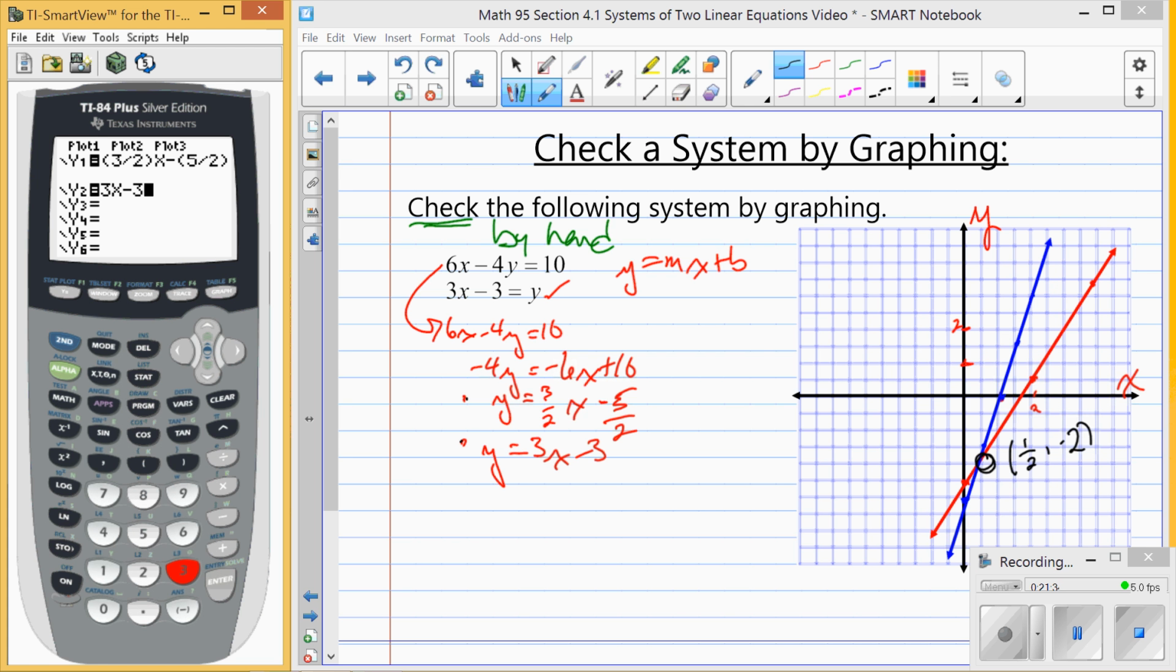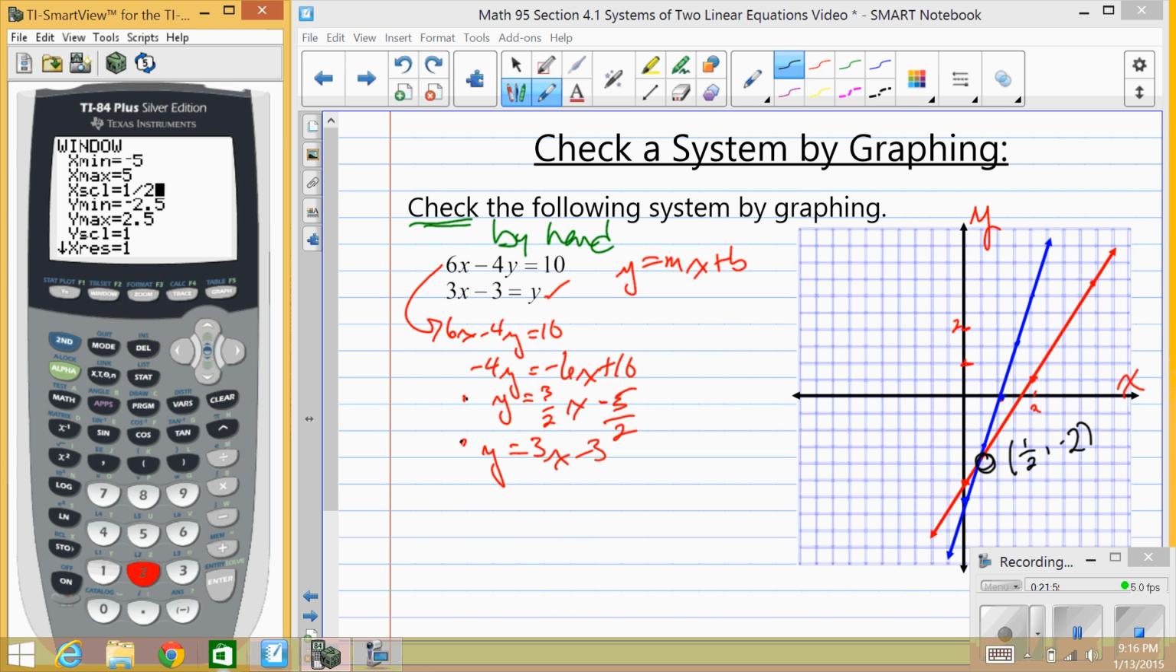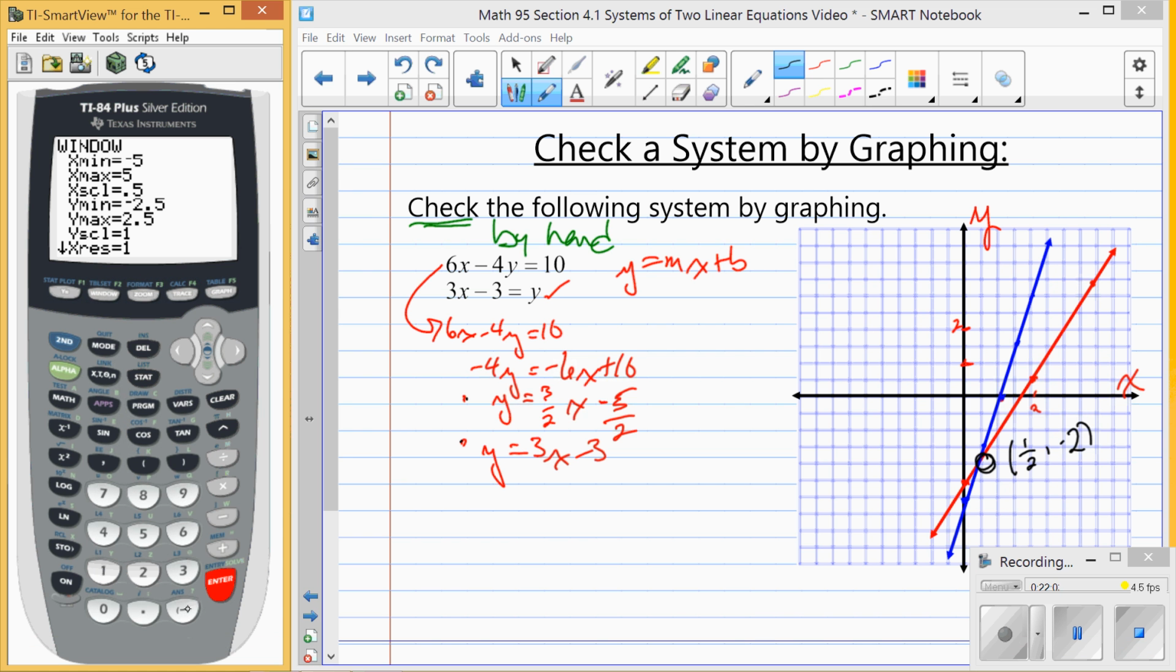I believe I have a standard window set up, but that's not as demonstrative as I would like it to be. I want to actually get a closer window here, so I'm going to go to Window. If this is 2, 3, 4, 5, I have a -5 to 5 window. So that's what I want to turn this into. So I'm going to go -5 to 5, and my scale I want to go by 1/2. My y as well is going to go -5 to 5 with a scale of 1/2. Now I hit graph.